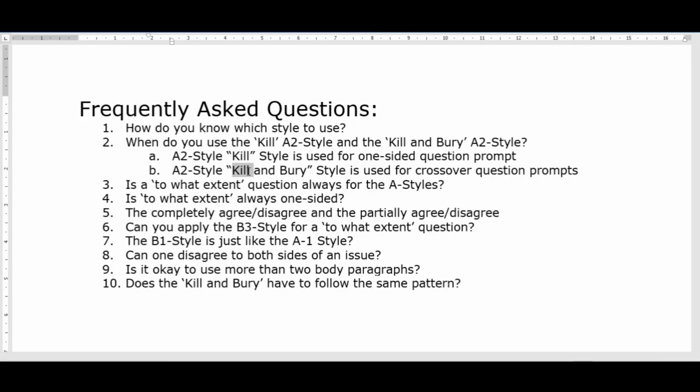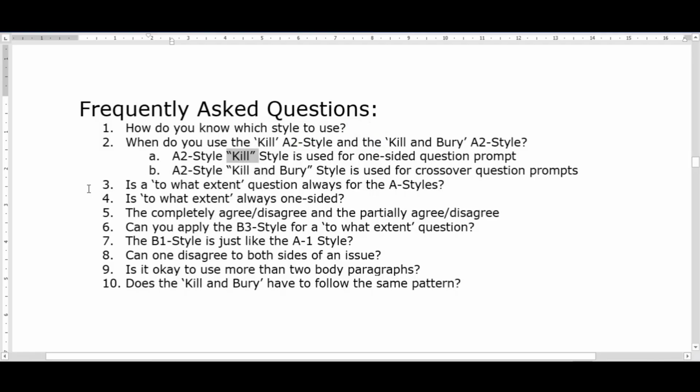So obviously, when the question prompt is one-sided, it kind of only mentions one side of the issue. So all you really need to do is to discuss that side of the issue. And if you disagree with that side of the issue, then you now perform the kill style, wherein you mention its own arguments and then kill it right afterwards.